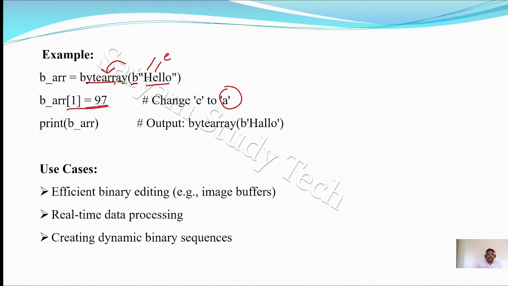You know this already: bytearray[1] is E, and that is replaced with A. Now you can see ALLO. So what are the use cases of bytearray? Efficient binary editing, such as image buffers, real-time data processing, and creating dynamic binary sequences. These are the useful use cases.